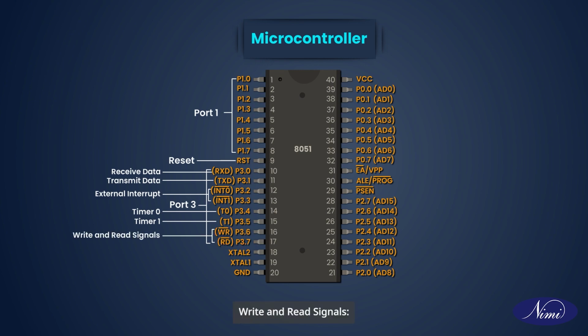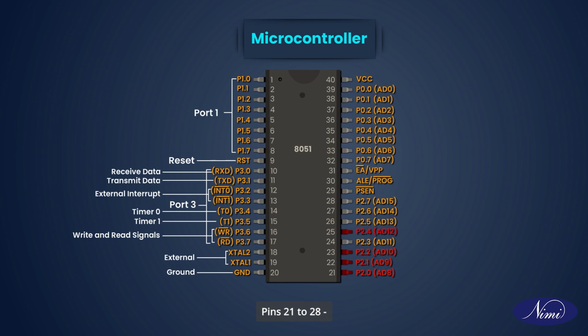Write and read signals. Function. These signals are typically used for interfacing with external memory or peripherals. Pins 18 and 19. These pins are used for interfacing an external crystal to get the system clock. Pin 20. This pin acts as a ground or negative power supply to the circuit.